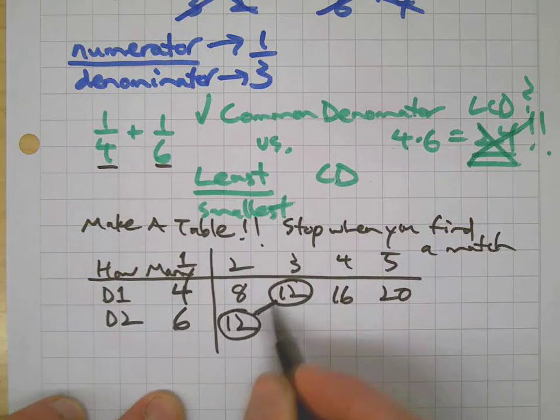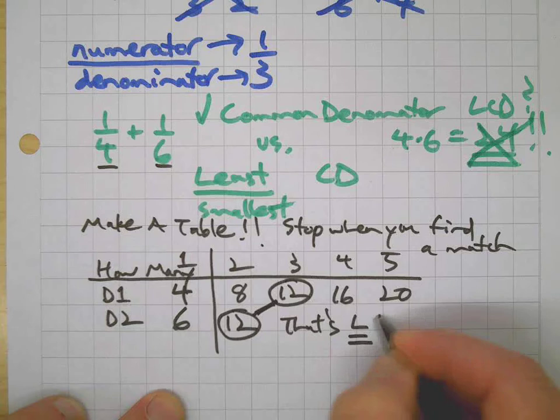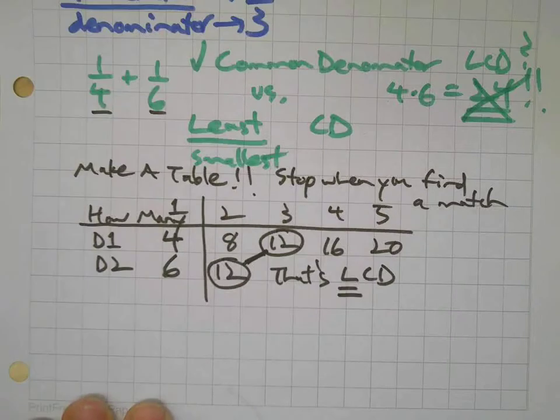And that match, 12 in this case, that's the LCD. That's the lowest common denominator. So now we're going to finish the problem.